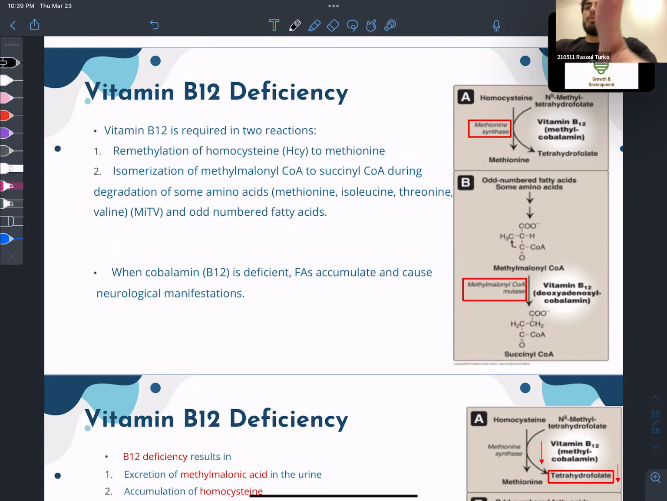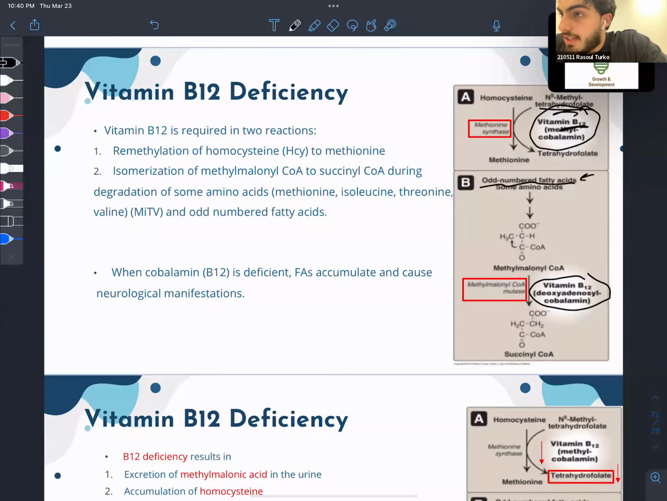So vitamin B12 is needed for two different reactions. Okay, it's needed for the reaction again that we talked about from homocysteine to methionine. Here it needs again tetrahydrofolate and the B12, and it's needed to break down odd number fatty acids. If you guys remember, that was in fatty acid synthesis or degradation. You guys talked about it in the beginning of the semester. So we would need vitamin B12 to break down odd number fatty acids, and to break down some amino acids, which are those four.